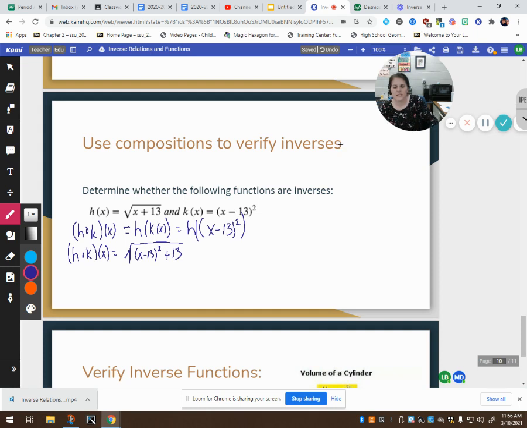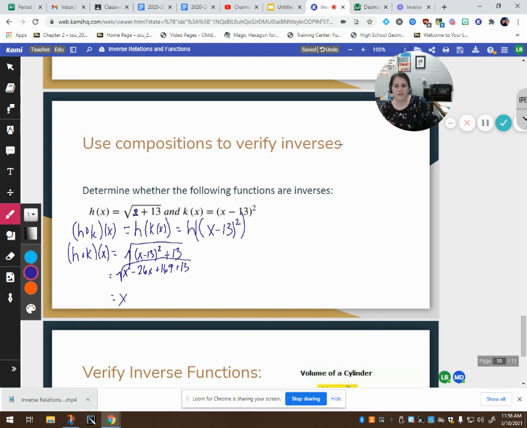Okay, so I plugged it in, h of k of x, where k of x is x minus 13 squared. So I took this value and I plugged it in to h of x in place of my x. So I have the square root of x minus 13 squared, plus 13. If I was to go ahead and FOIL this out, I'm going to have x squared minus 26x plus 169 plus 13. I can tell right now if I simplify these, I do not get x.